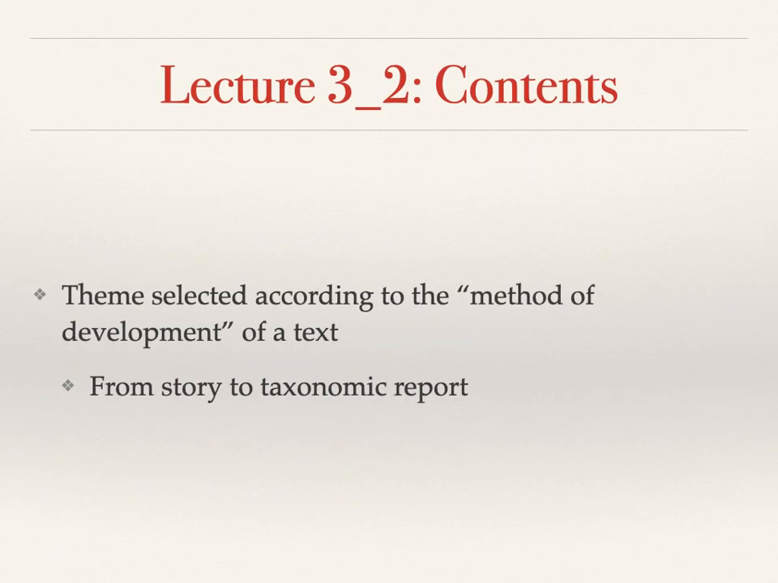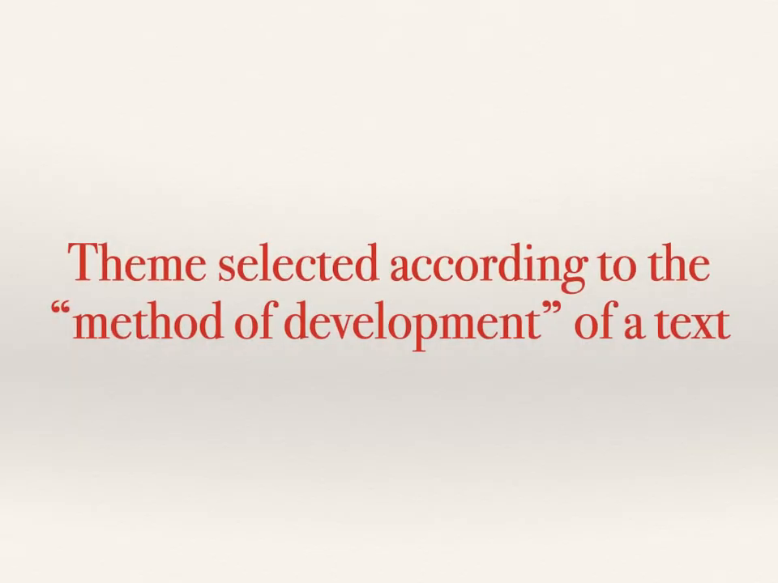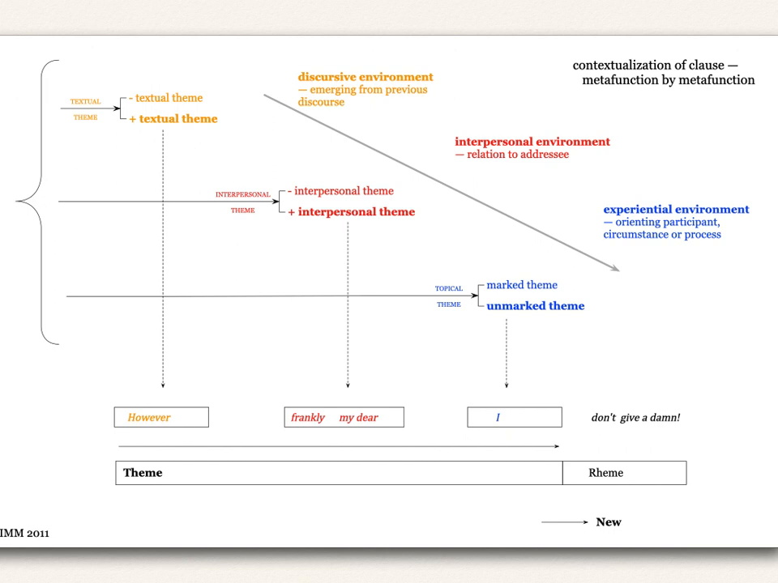So for this stage, we will focus on themes selected according to method of development of a text, and we'll move from a story to a taxonomic report to maximize contrast in possible methods of development. So themes selected according to method of development of a text. Let's pick up the diagram that shows the maximal number of themes, textual, interpersonal, and topical. But we'll focus, as I said, for now, on topical theme.